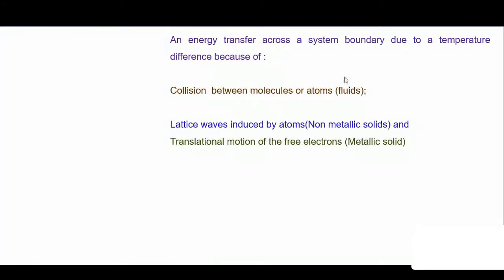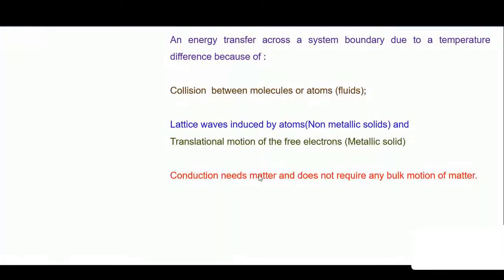So it is happening in the metallic solid. So there are three different mechanisms. One is collision between the molecules and atoms, which is applicable to fluids, liquids, gases. Then lattice waves in non-metallic solids, and free electron movement in the metallic solid. So this is how conduction occurs in practice.